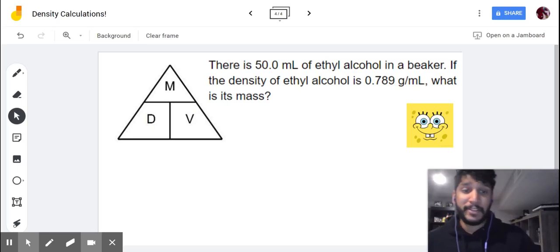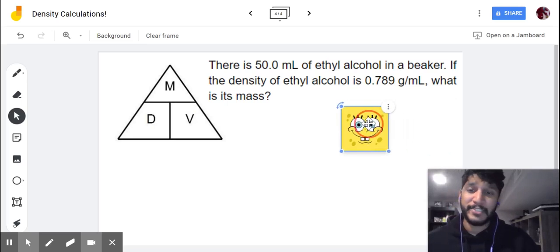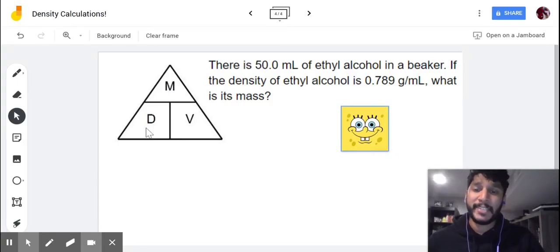Having trouble with manipulating variables? Well, welcome to the density triangle. So the density triangle is mass on that top part, density at that bottom part, volume at that bottom part. All right. So how to use a density triangle?